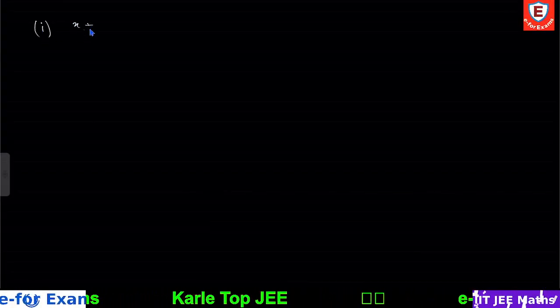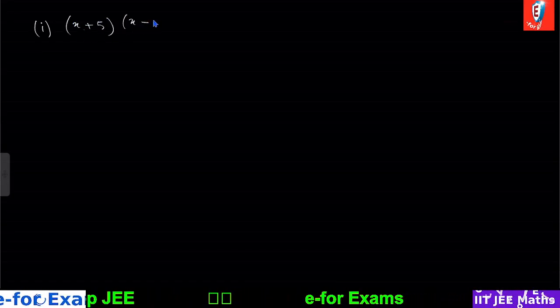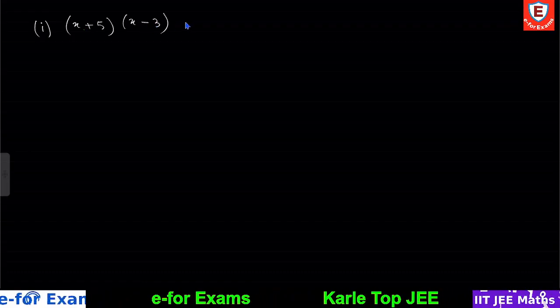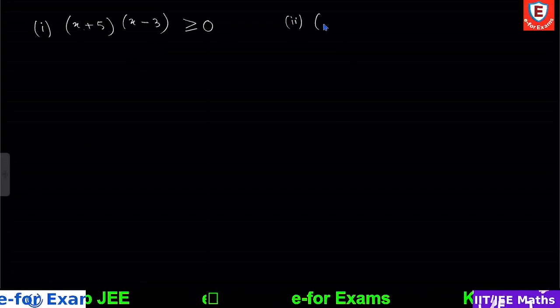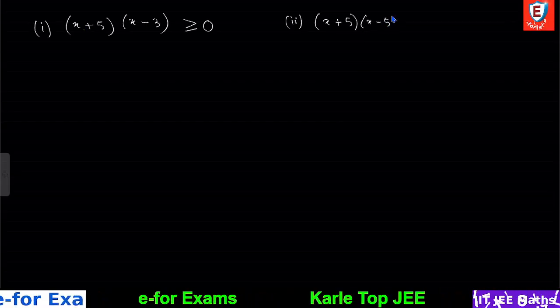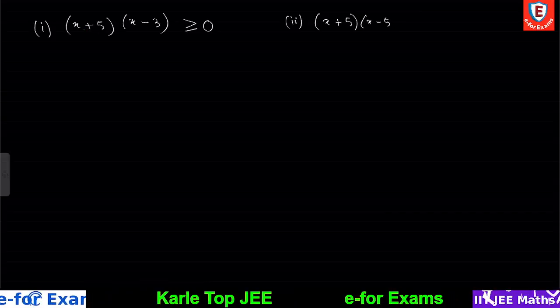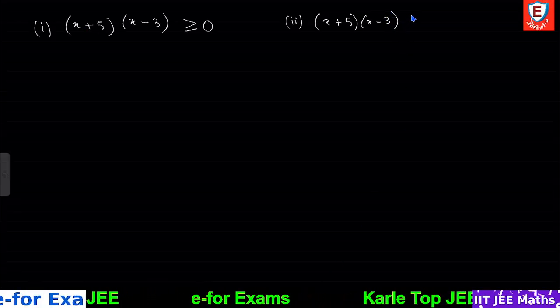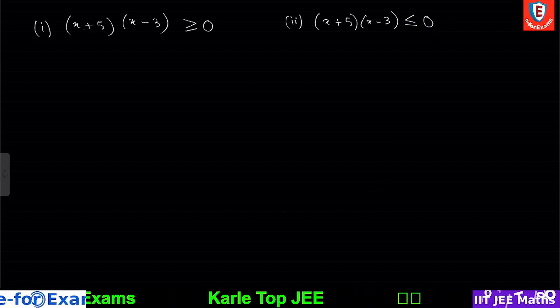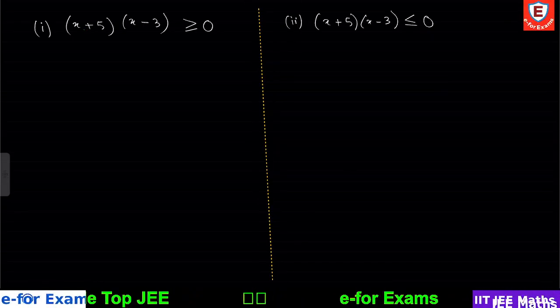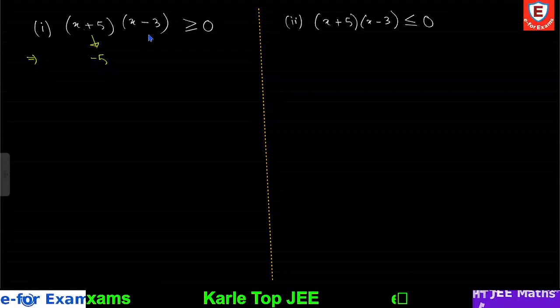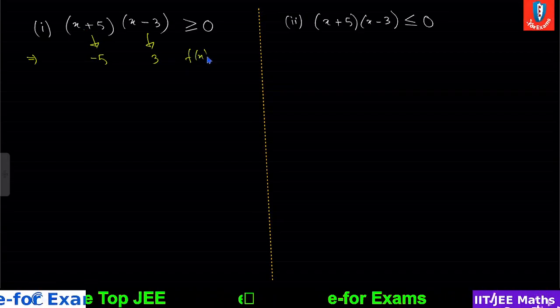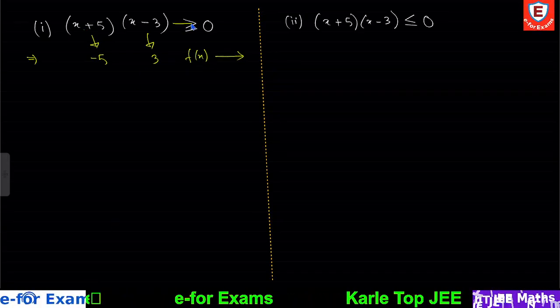Example: x plus 5 whole into x minus 3 greater than or equal to 0. And example number 2, same example, x plus 5 whole into x minus 3 less than or equal to 0. Here, critical point is minus 5, critical point is 3, and the arrow is going away from the function. See, arrow is going away.